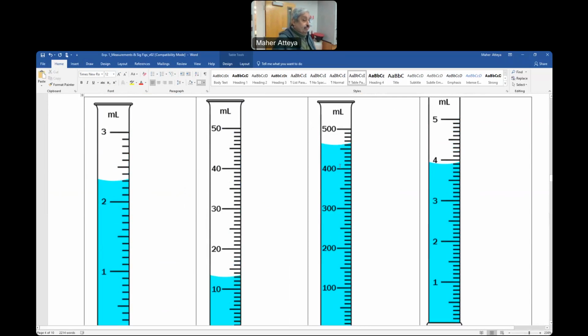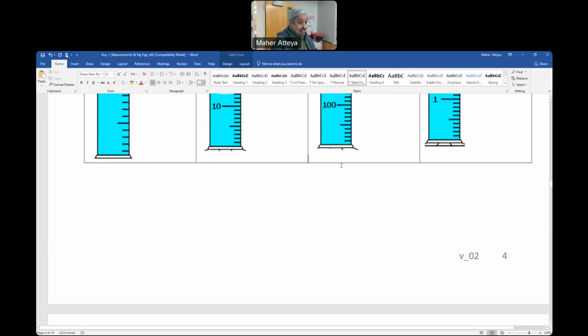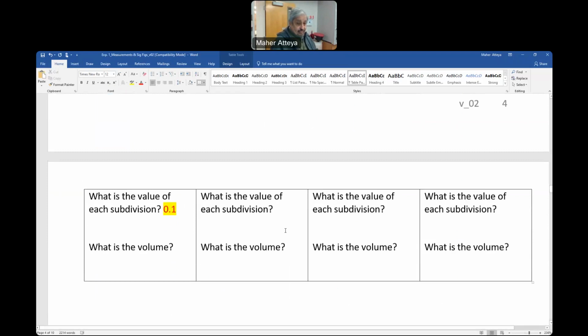So this one is what? 2 point what? Oh, yeah, 2.3. I'll take it, 2.3, because of the digits here. For a graduated cylinder, you have to have 2 digits after the decimal. So write it here: 2.30 milliliter. Then you can highlight it in red and yellow, and then you can even make it bold.